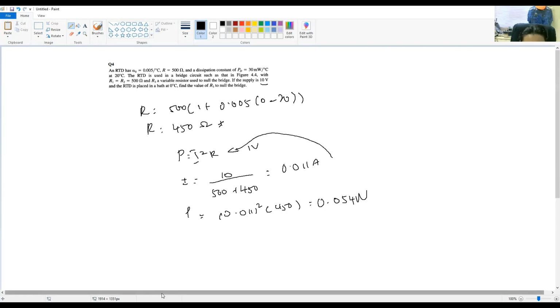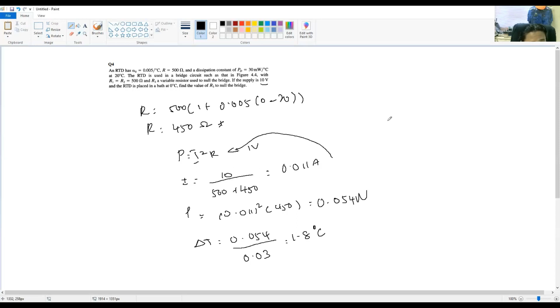Then we get the temperature rise from the equation: delta T equals 0.054 divided by 0.03. Use your calculator to get delta T equals 1.8 degrees Celsius. Thus the RTD is not actually at the bath temperature of 0 Celsius, but at a temperature of 1.8 Celsius. So we must find the RTD resistance from the first equation.